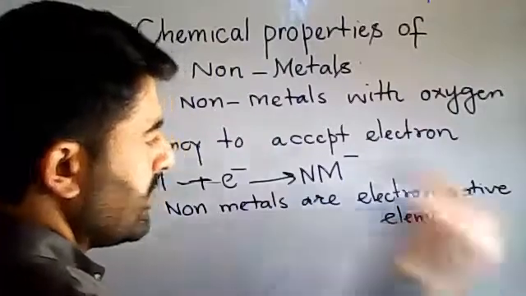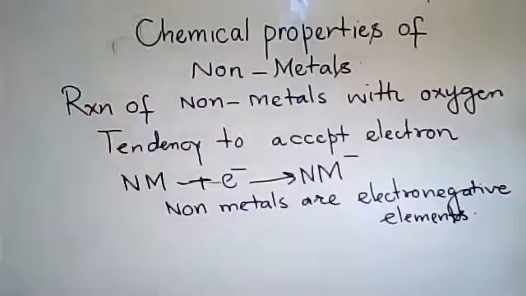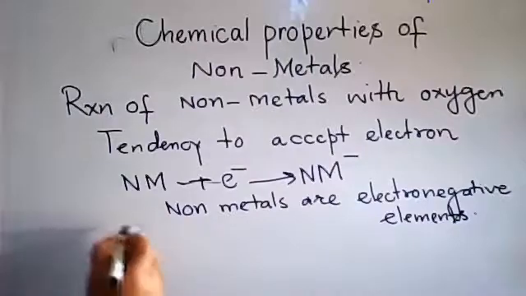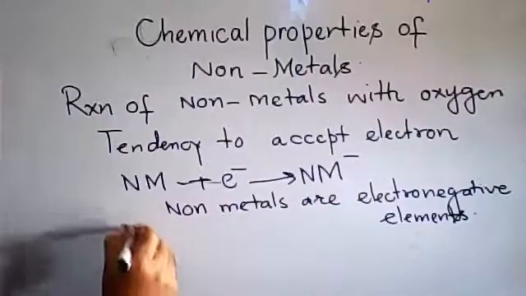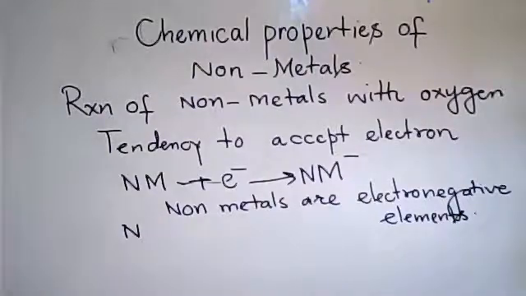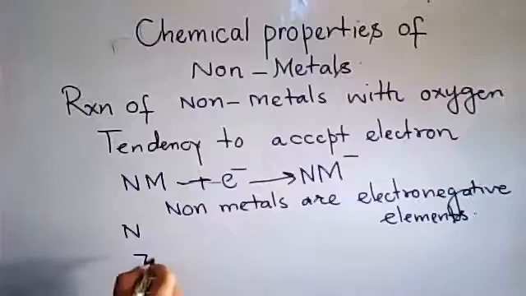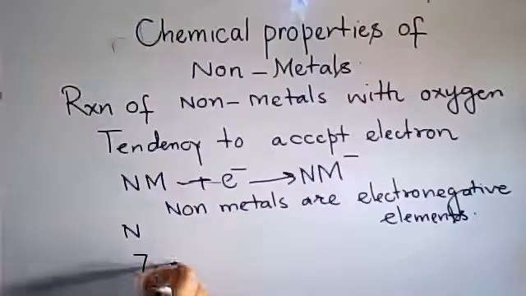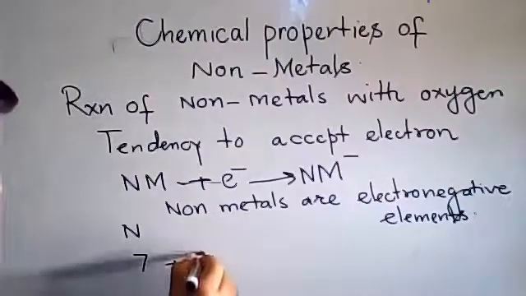Okay, dear. So what are non-metals? They are actually electronegative elements. So remember, I will write an element that is nitrogen. There, I will write here nitrogen. This nitrogen is having number of electrons 7. So in order to complete its octet, it will accept 3 electrons.